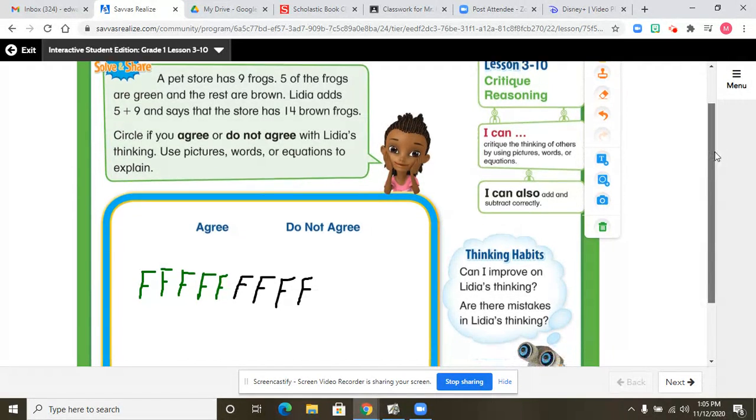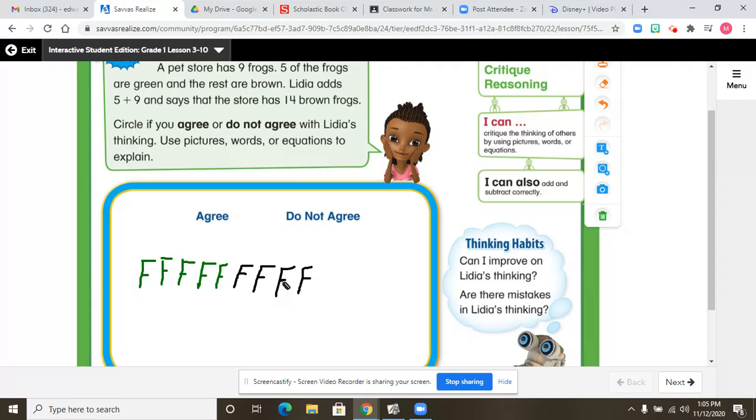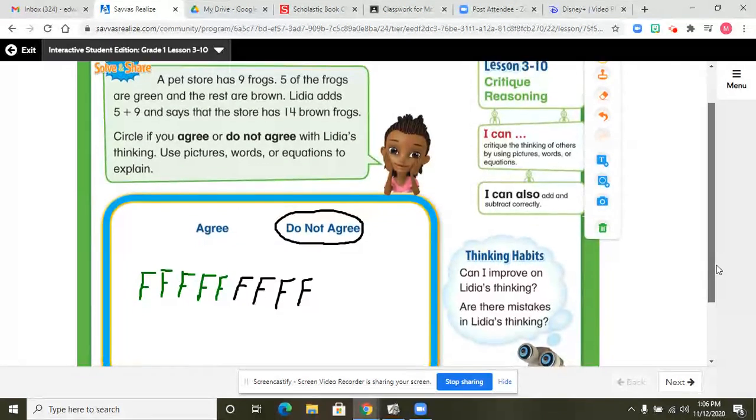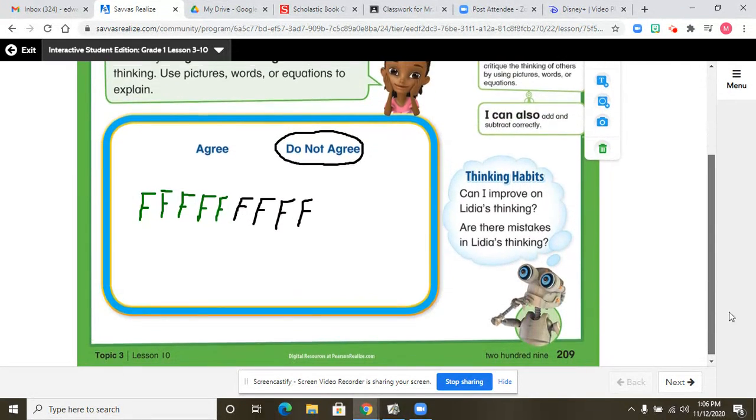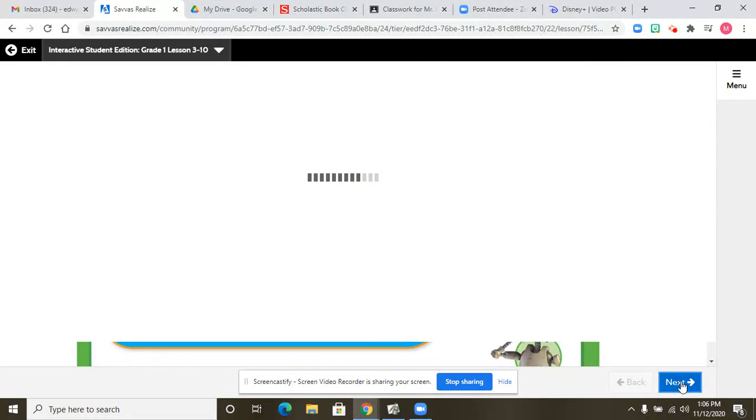Do we agree or do we not agree? Well, as you can see right here, there's only 4 brown frogs. So, we do not agree. So you need to circle do not agree. Okay, so we used pictures here to figure that out. All right. Okay, if you are done with that page, please turn to the next page.